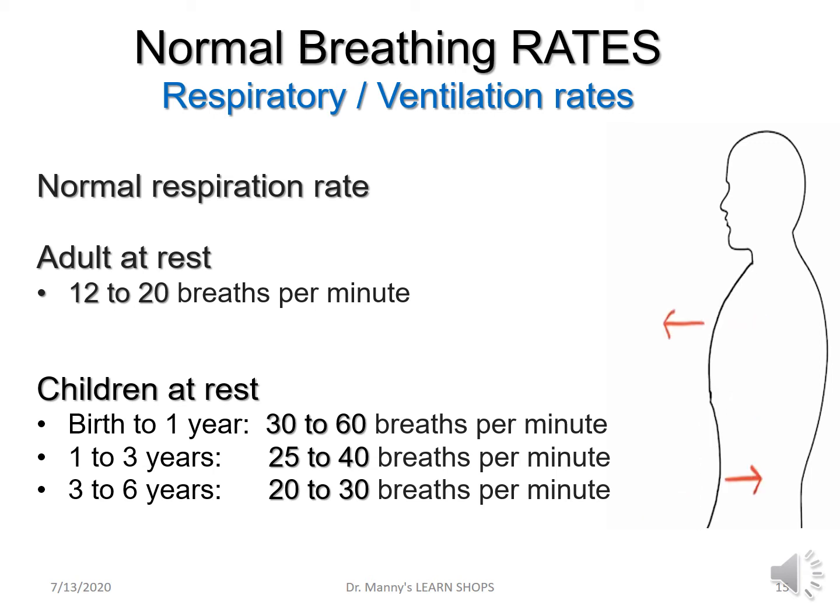If we looked at children, well, children breathe faster. They're smaller, their respiratory muscles aren't as developed. So children at rest from birth to 1 year breathe at approximately 30 to 60 breaths per minute. From 1 to 3 years of age, approximately 25 to 40 breaths per minute. And from 3 to 6 years of age, approximately 20 to 30 breaths per minute. After which they adhere to the adult range, which is probably going to be between 12 and 20 breaths per minute.